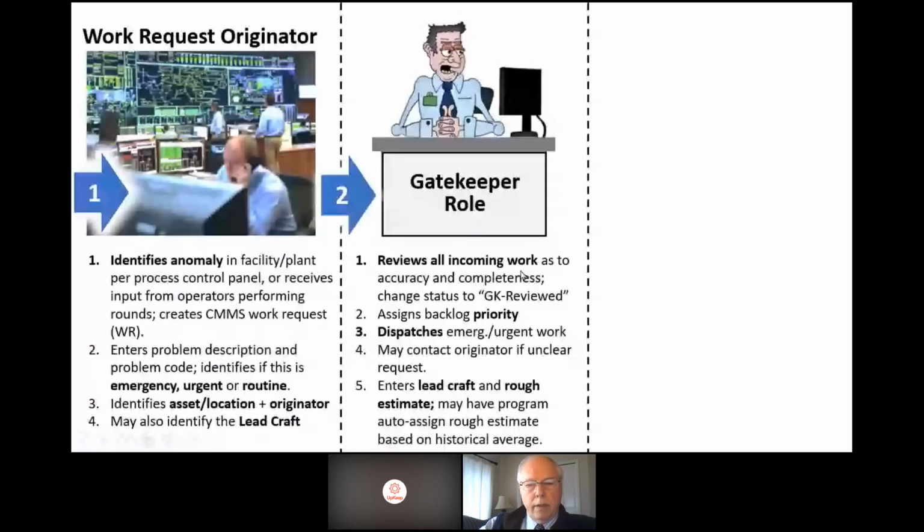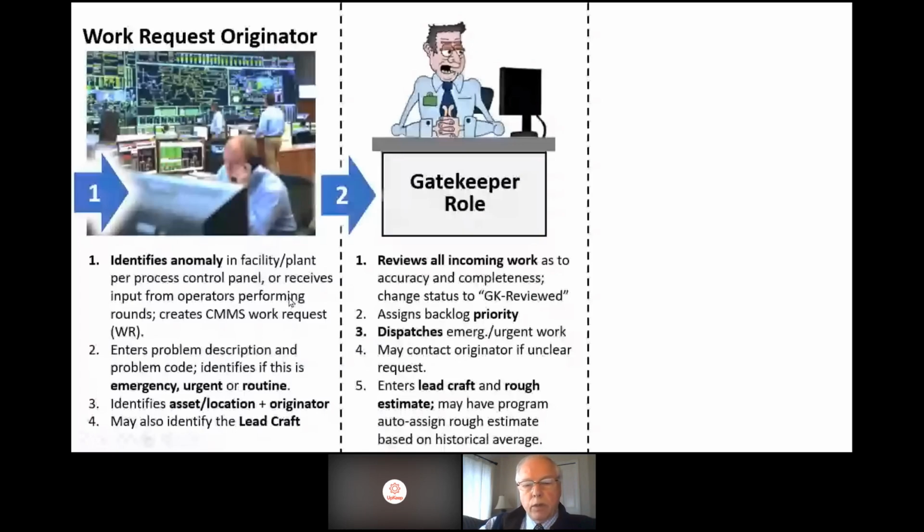As to accuracy and completeness, change the status once he's done reviewing it to "gatekeeper reviewed" or something like that. Before we do that, though, let's assign a backlog priority above and beyond what was entered by the originator, because only the maintenance people really understand the current backlog to assign a relative ranking of importance. This person may make the assessment that this work needs to be attended to right away. That's called dispatching. The gatekeeper may contact the originator if it's unclear what they're describing problem-wise.